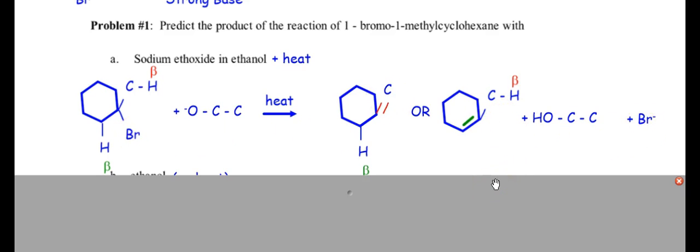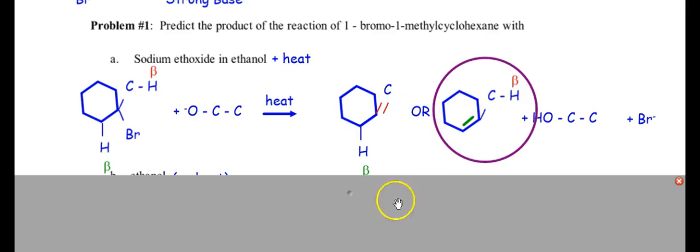So my question to you is, which one is more likely to be my product? So think about that, okay? What are you going to get? The second one. Yes, that is right. Why is it? It's your more substituted alkene. So you're going to get more of the one I circled and less of the one I didn't circle. Not to say I'm not going to make any. I will make some, but I'm going to make a whole lot more of this one.